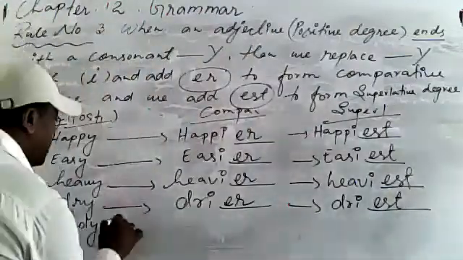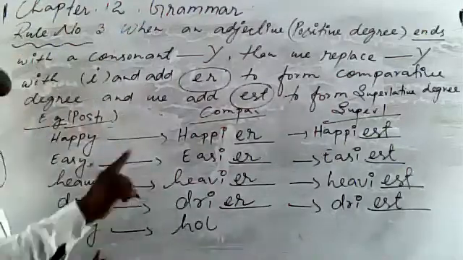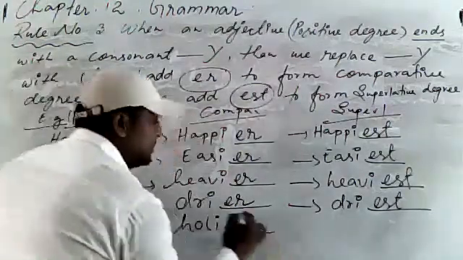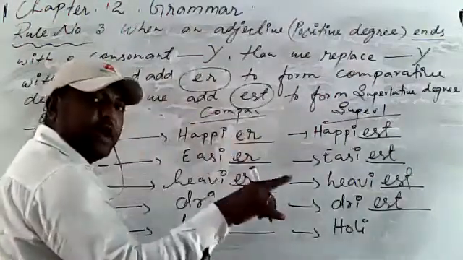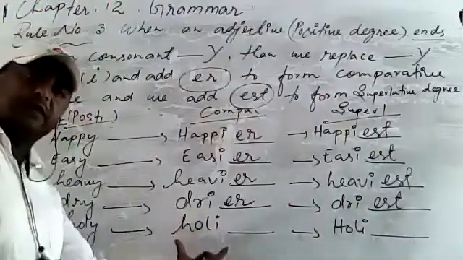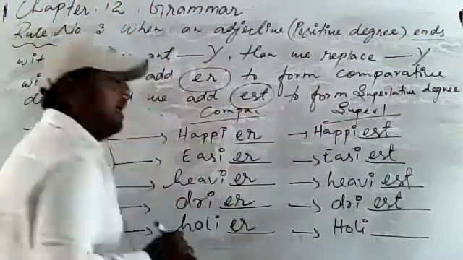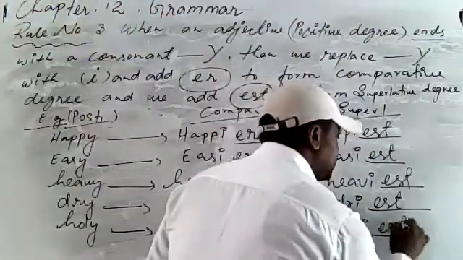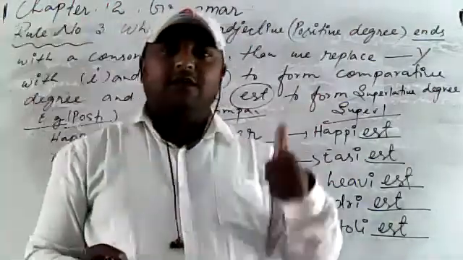Okay, now let's see one more. Last example, it's holy, H-O-L. In place of Y, what I'm going to write? I. Replace it, I dash. Next is again in superlative degree, H-O-L. In place of Y, I am adding here I blank. Now in case of comparative degree, I'm going to add ER, and in case of superlative degree, I'm going to add here EST. Got it, class? Yes.